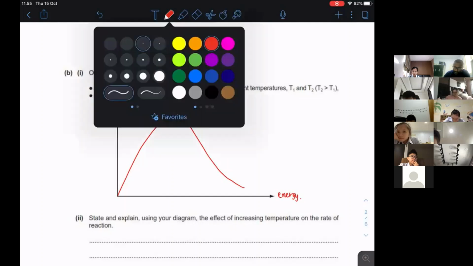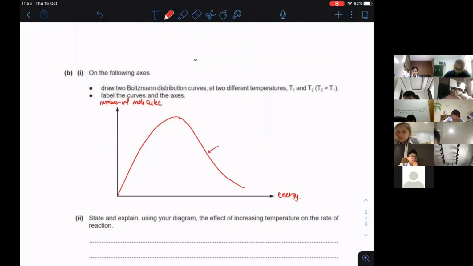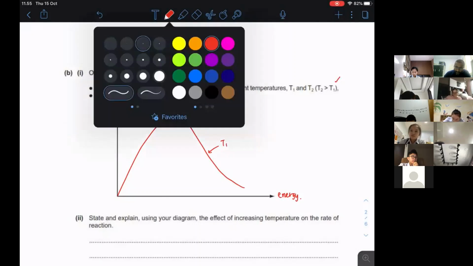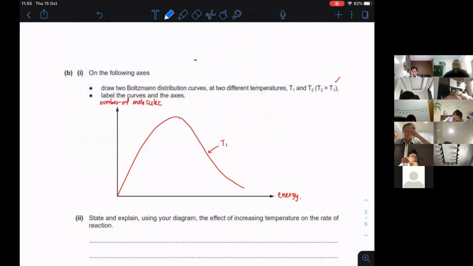So if I want to actually, this one is going to be, let's say, T1. They say T1 is lower temperature, T2 is higher temperature. So let's say I want to draw for higher temperature. Higher temperature, please remember this, the graph will become flatter and go to the right.